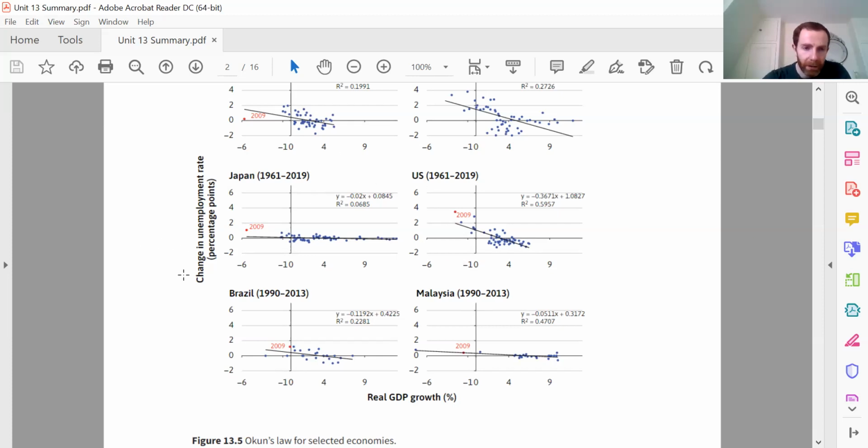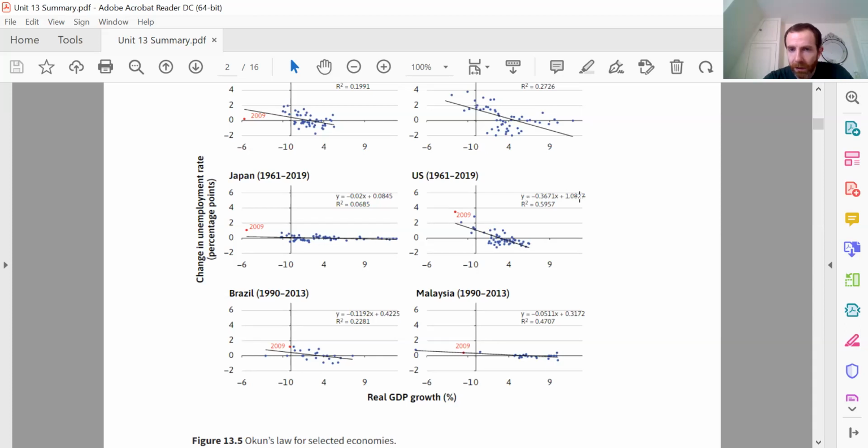In all of these graphs, the y-axis is the change in the unemployment rate, and the x-axis is real GDP growth. For the US, we've got a scatter of data points for lots of different years. Then a linear regression is run to try and find a straight line that minimizes the sum of the squared errors, which if you're not sure about, I wouldn't worry too much. We're plotting the straight line that gets closest to all the individual points. And when we plot a straight line, we get an equation.